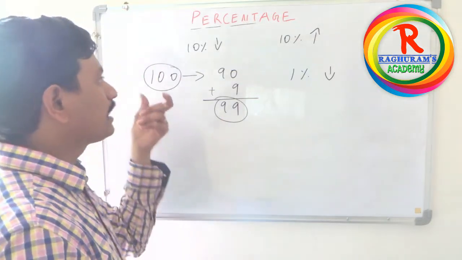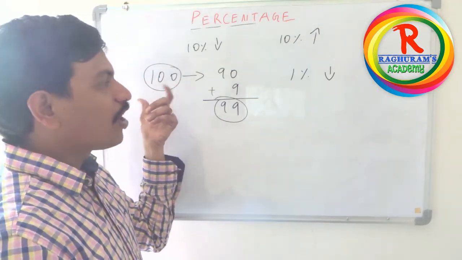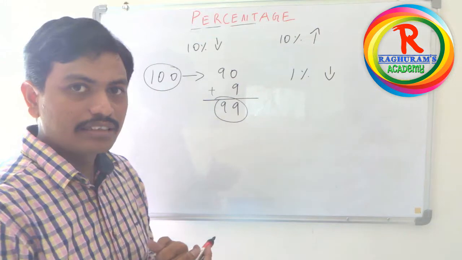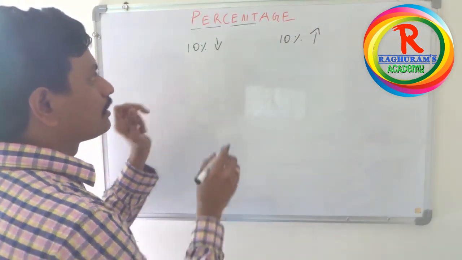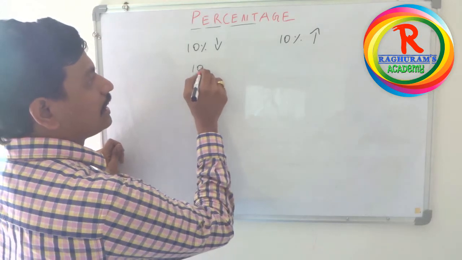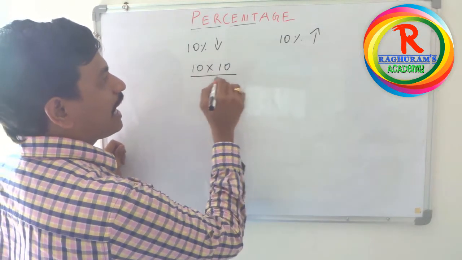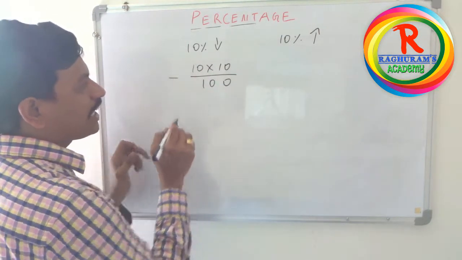How do you solve? By taking 100 rupees. It's also a longer method. I'll tell you a shortcut method. The shortcut method is just 10 into 10 by 100. Always take negative.